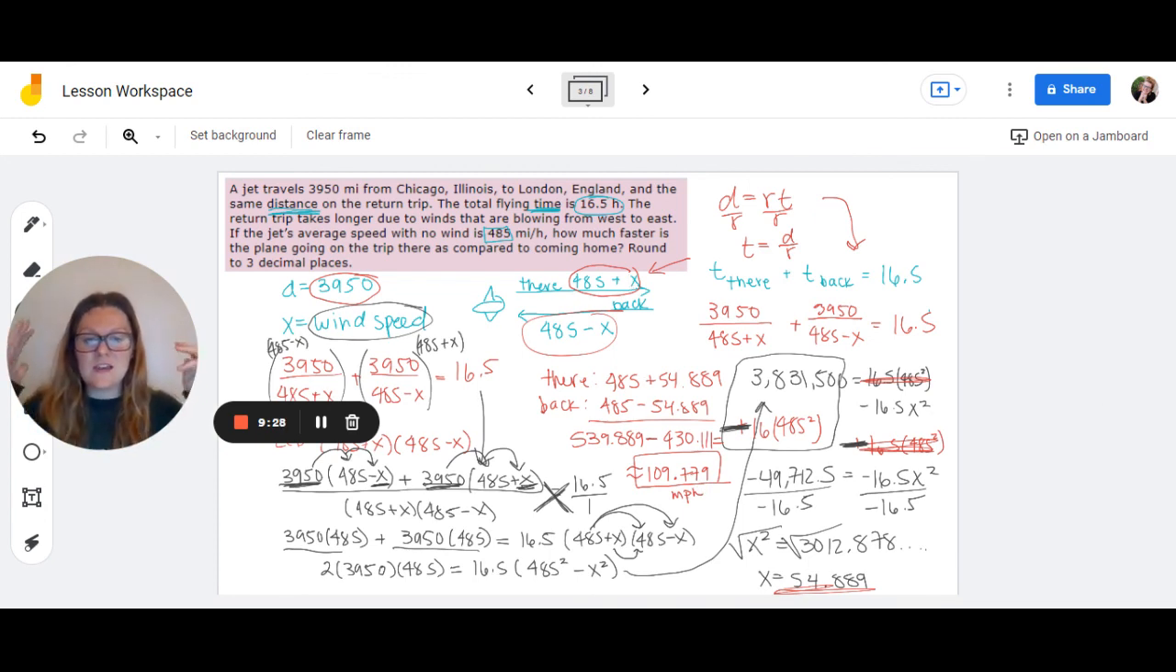So again, the hardest part is just setting up this equation here. Make sure you know your distance is equal to rate times time formula, and then it's just a matter of multiplying everything. Make sure you put everything in your calculator correctly and do all of your algebra correctly. And then at the very end, make sure you answer their question. Because if you gave me 54.889, that's cool, but that's not what the question really asks. So just be careful when you're reading the question to answer the question as well.